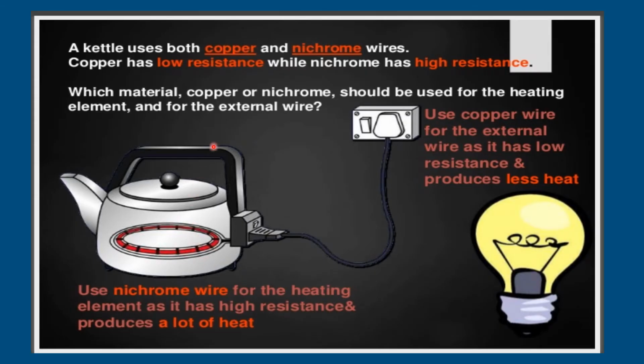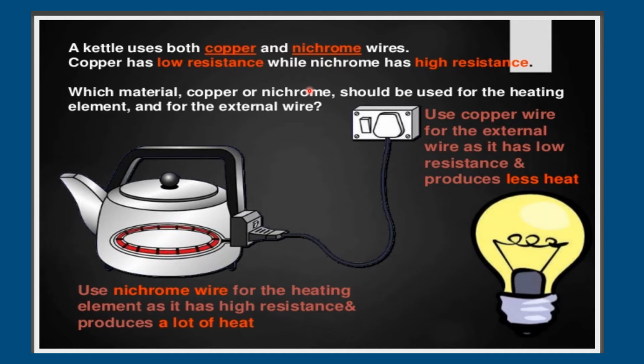A kettle uses both copper and nichrome wires. Copper has low resistance while nichrome has high resistance. If you have observed, a kettle uses two different types of wires, that is copper wire and nichrome wire. Copper has low resistance whereas nichrome has high resistance. So here you have to decide which wire can be used for the heating element and which is used for external wiring.